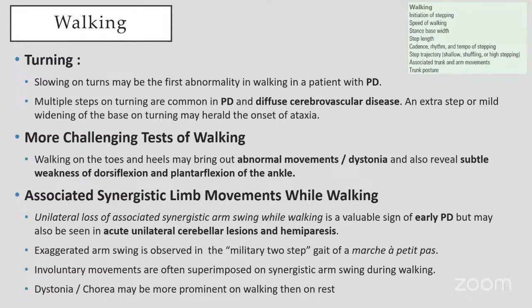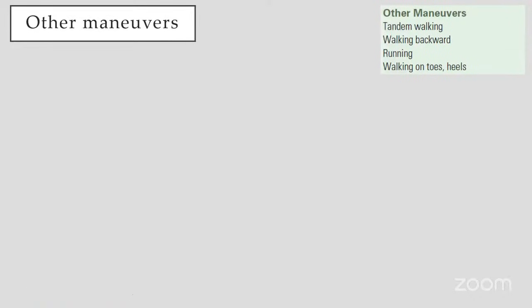Exaggerated arm swing is observed in the military two-step gait of marche à petits pas. Involuntary movements are often superimposed on synergistic arm swing during walking. Dystonia or chorea may also become more prominent on walking than at rest.